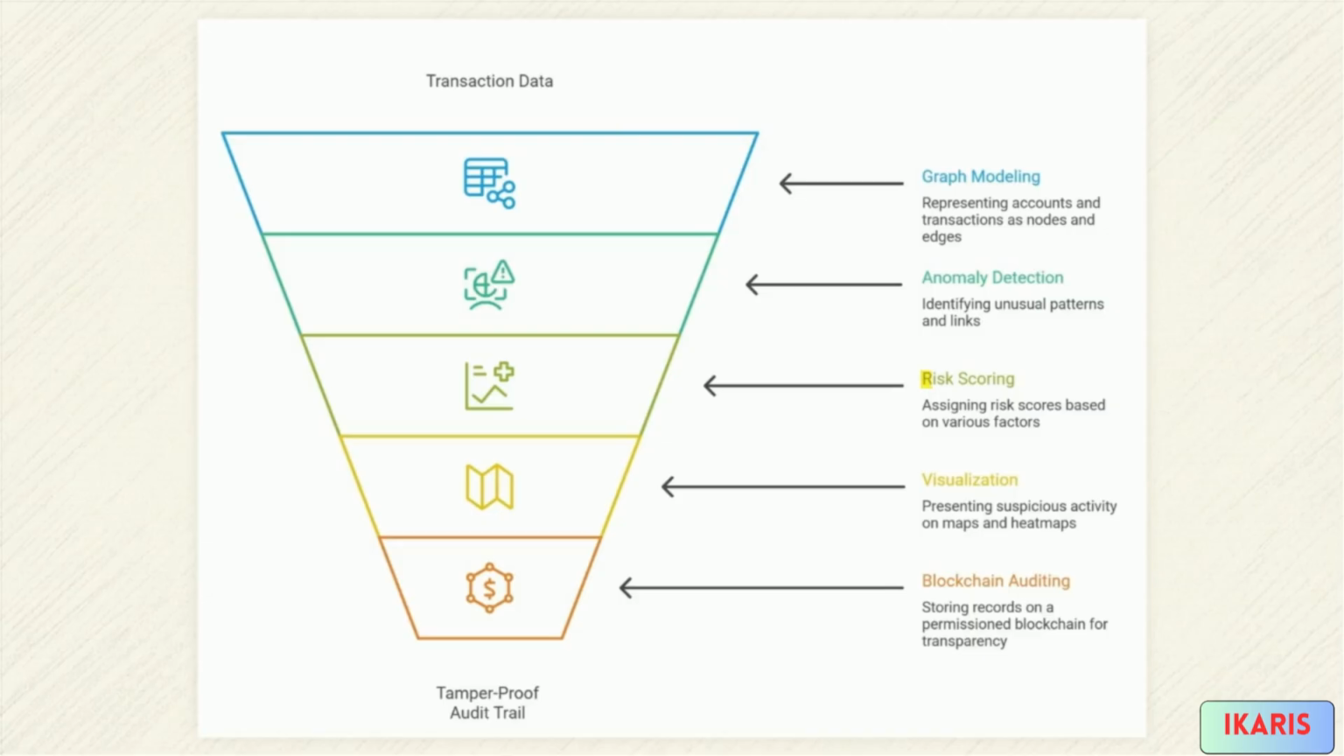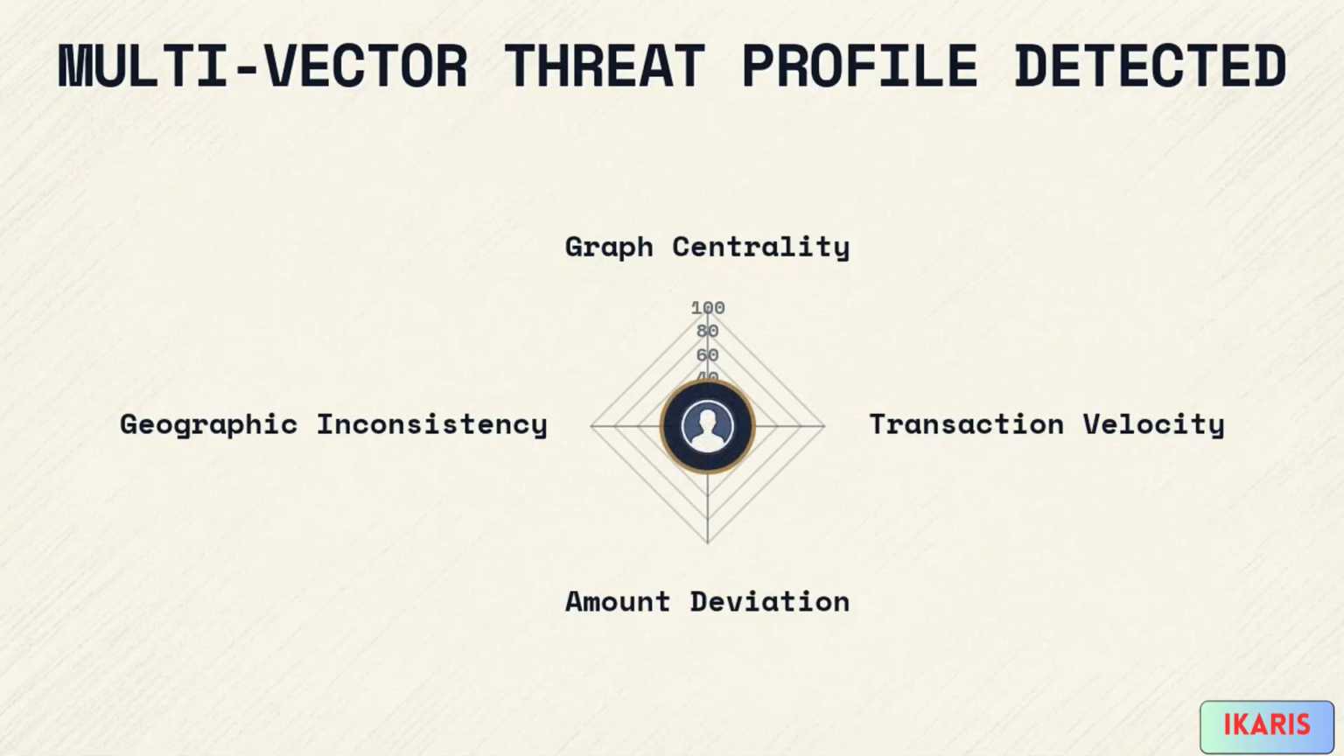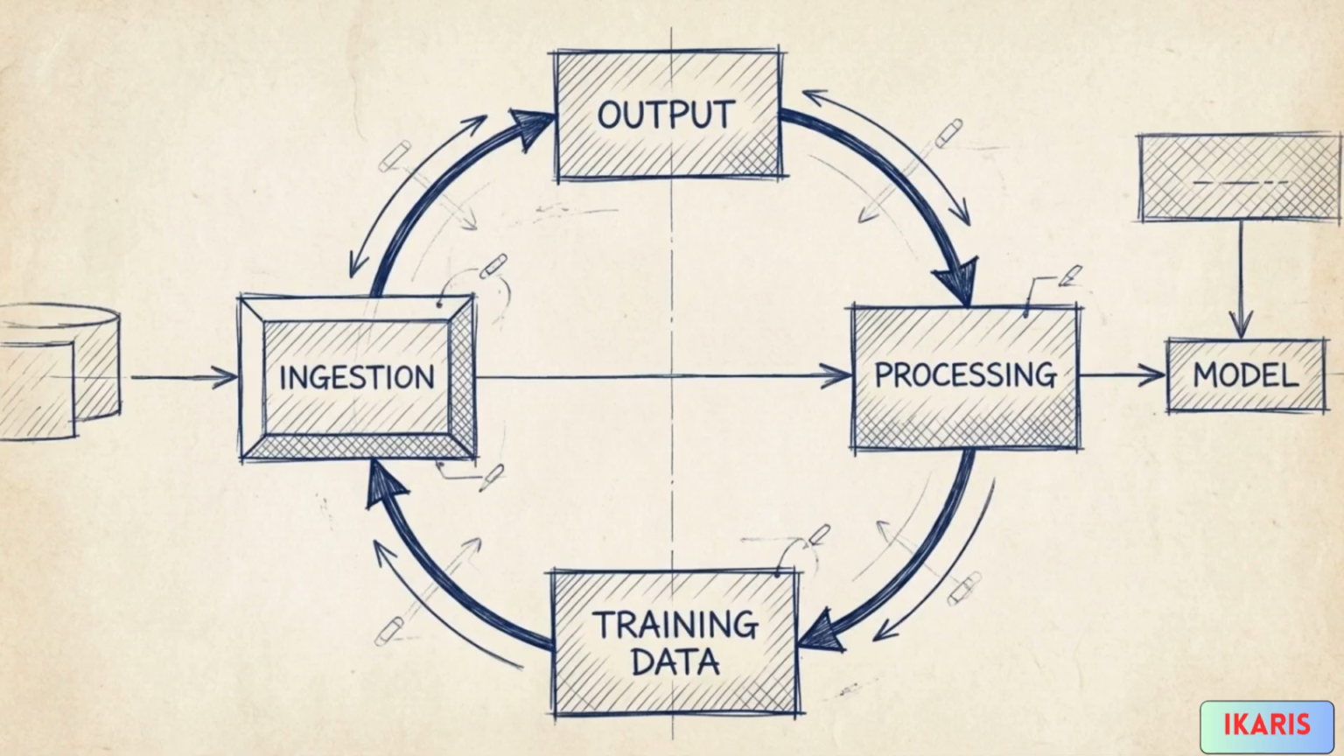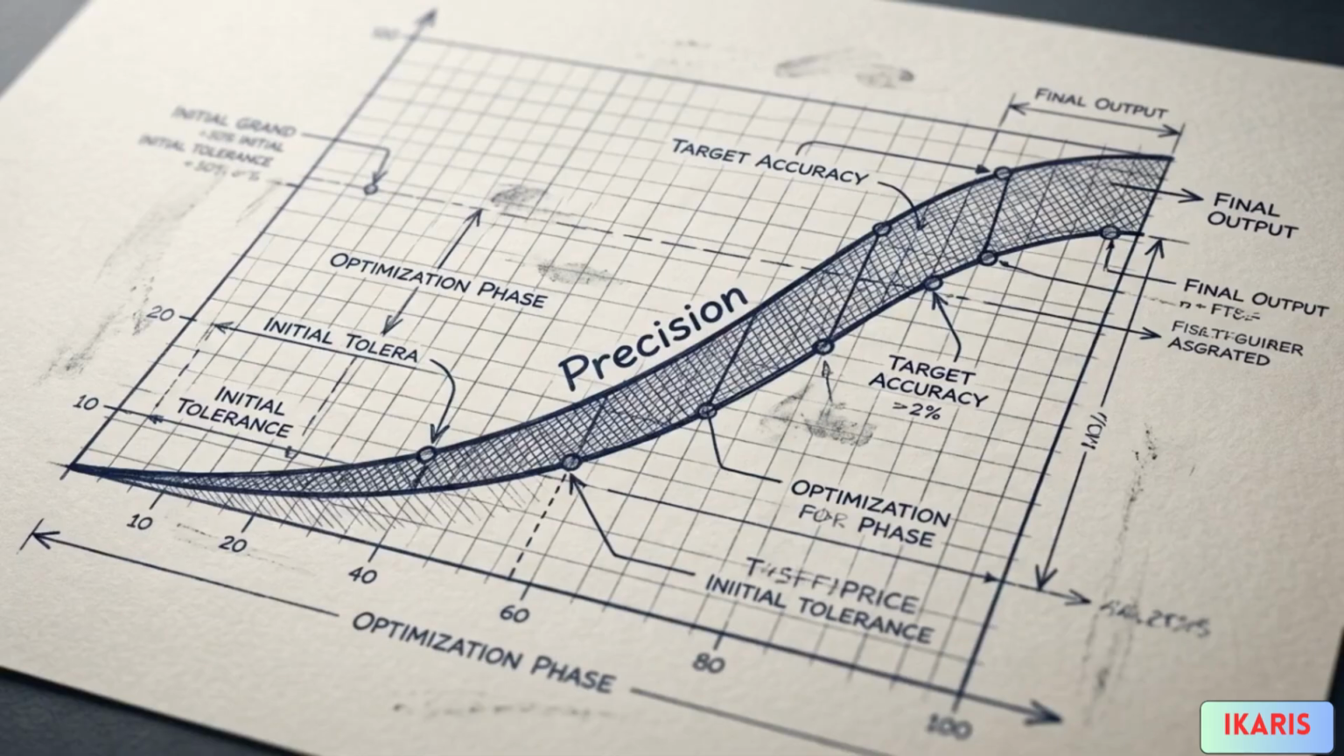Moving down to the light green risk scoring tier, we can see how these anomalies are precisely quantified. The system generates a composite risk score using a transparent formula. It calculates weighted signals from graph centrality, transaction velocity, amount deviation, and geographic inconsistency. This mathematical engine then integrates with an active learning feedback loop, an automated process where the machine learning model adjusts its parameters based on new input.